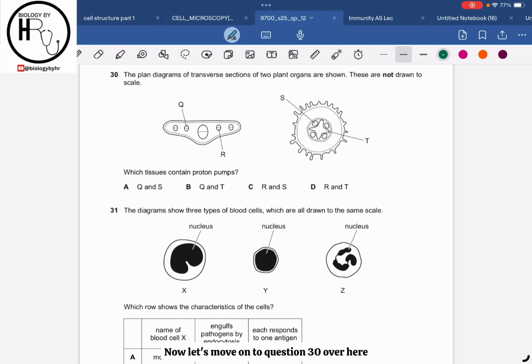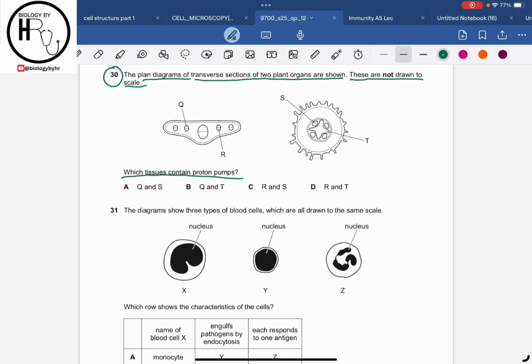Now let's move on to question 30 over here. Question 30 says that the plan diagrams of the transverse section of two plant organs are shown. These are not drawn to scale. Which tissue contains the proton pump? We know that the proton pump is generally a feature of the phloem, right? It is found in the components of the phloem.